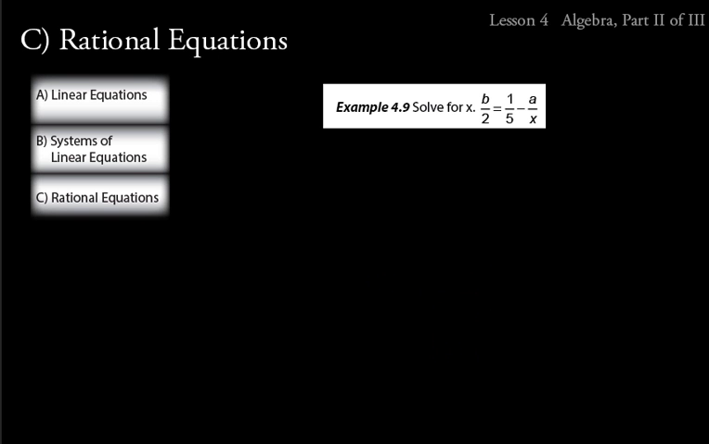Example 4.9, solve that for x. And hopefully you can see there the least common multiple. This is one of those get rid of the fraction first problems. So looking at everything there, multiply everything by 10x. That'd be the least common multiple of the denominators. Terms, values, whatever you want to call them.